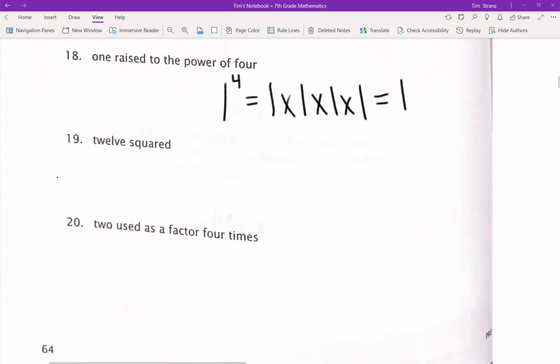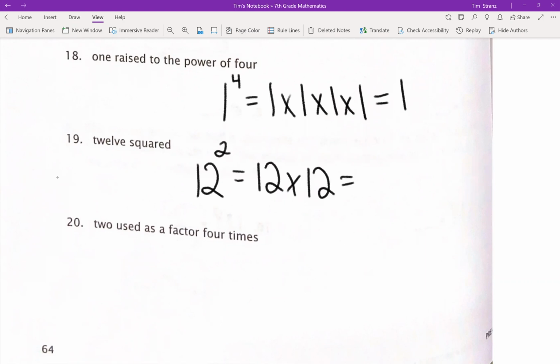Okay, number 19, 12 squared. So 12, whenever you see squared, that means the power of 2. That means 12 times 12. 12 times 12 is 144.